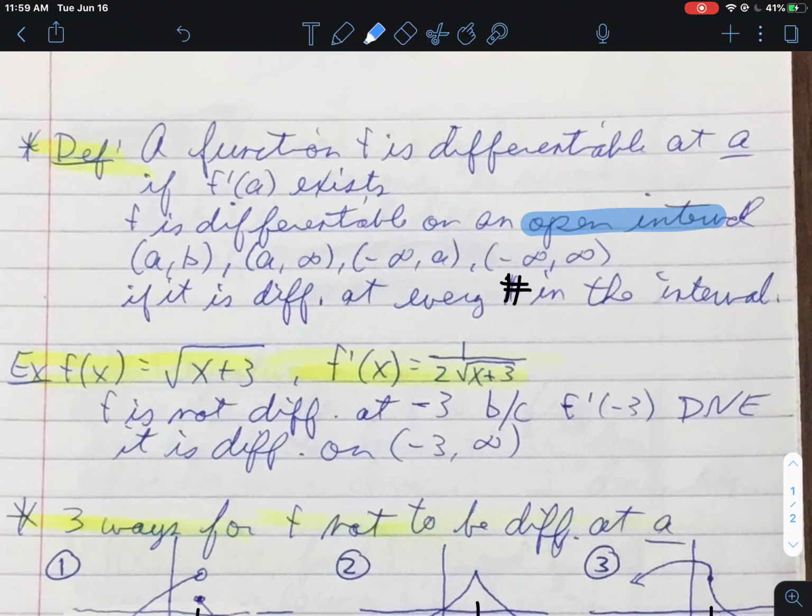The next example just goes back to the one we mentioned earlier. I've already addressed that with f of x equals square root of x plus 3. The domain we said was -3 to infinity inclusive. But then we found the derivative, and the function was only differentiable on the interval from -3 to infinity, but not inclusive of -3, because f prime of -3 did not exist, right? Because that square root ended up in the denominator. So that's the same one we already addressed.